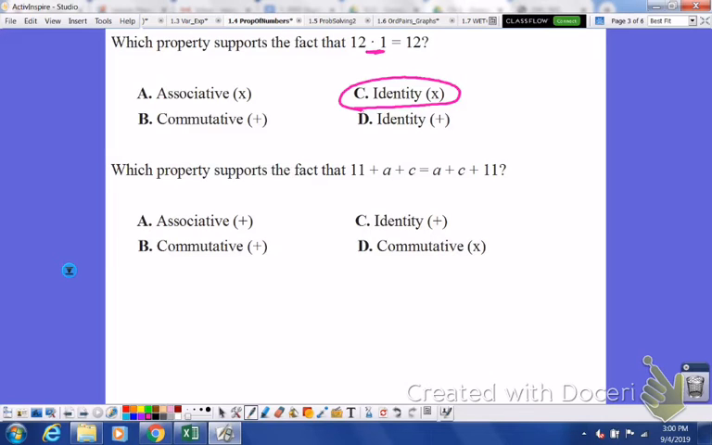Which property supports the fact that 11 plus A plus C equals A plus C plus 11? Again, I don't see any grouping symbol, so it can't be associative. I'm not adding 0, and I'm not multiplying by 1, so that was multiplying anyways. I'm left with commutative. So then I have to choose addition or multiplication. Well, everything's addition, so it has to be B. Told you guys I make a couple mistakes when I make these videos.